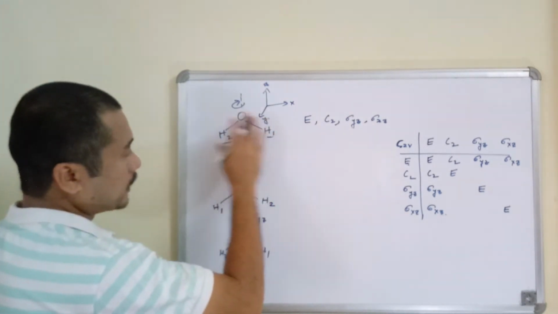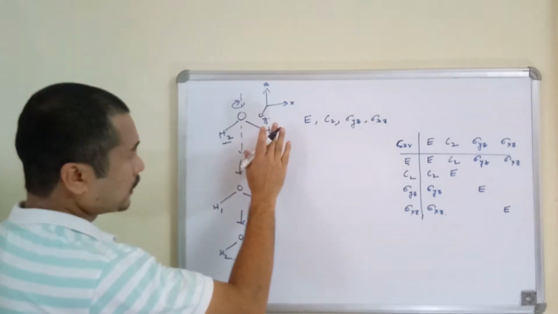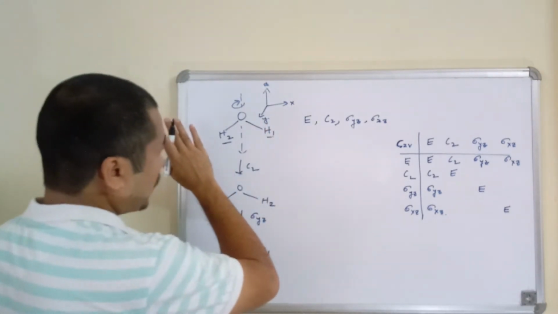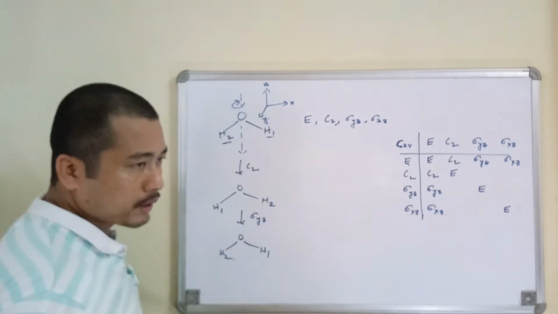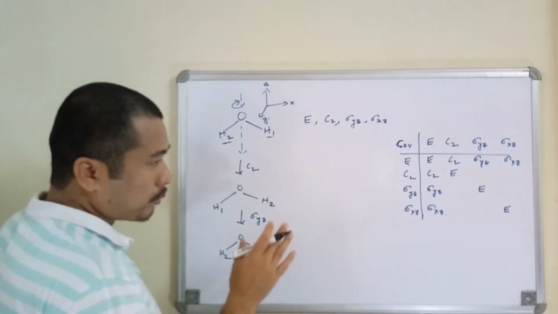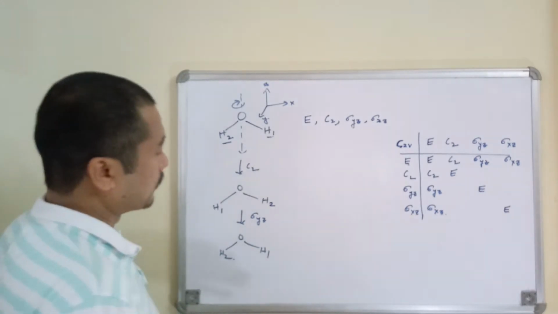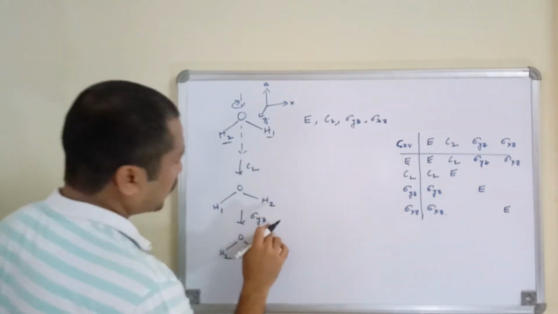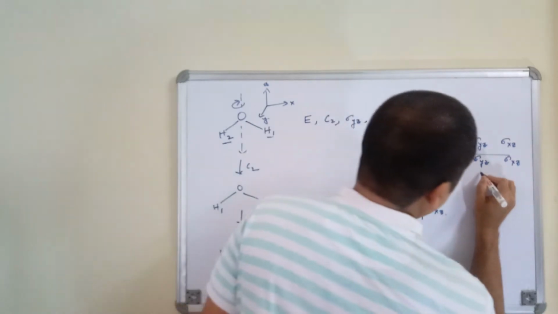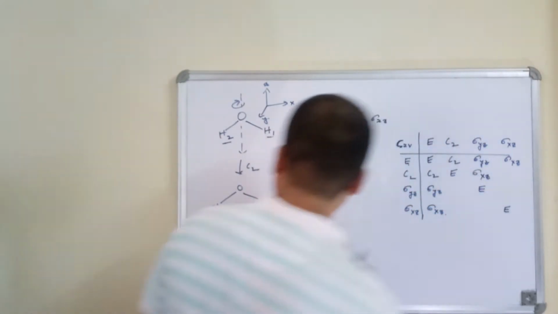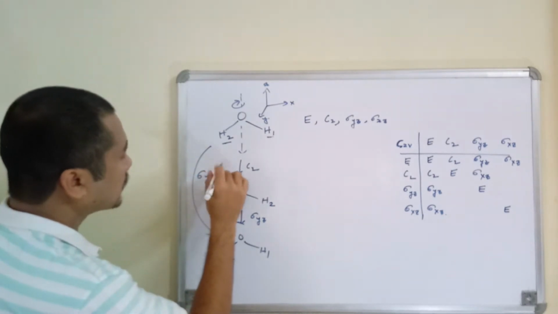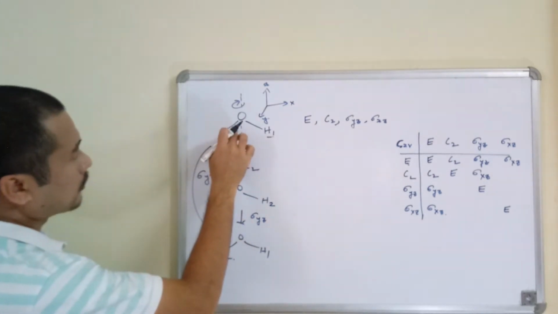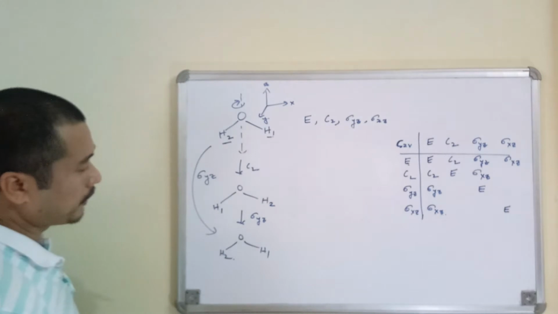But if you see carefully, if we do sigma xz, that is, if we do reflection on the sigma xz plane, the positions of these atoms are not going to change, because simply that is the molecular plane and it contains all the atoms. So the result of C2 with sigma yz, we should write it as sigma xz, because this also gives us this configuration starting from the initial configuration straight away.